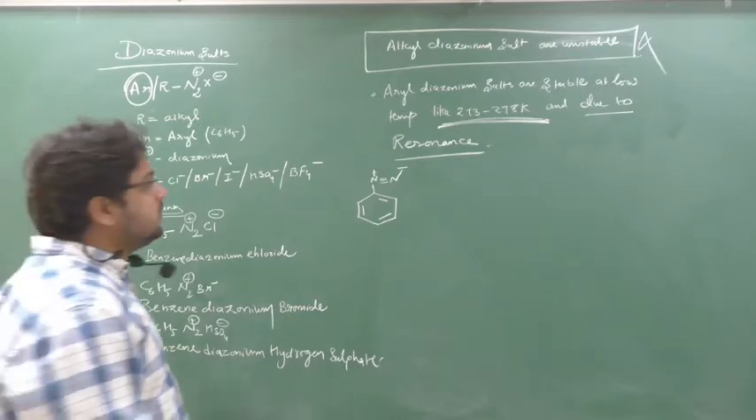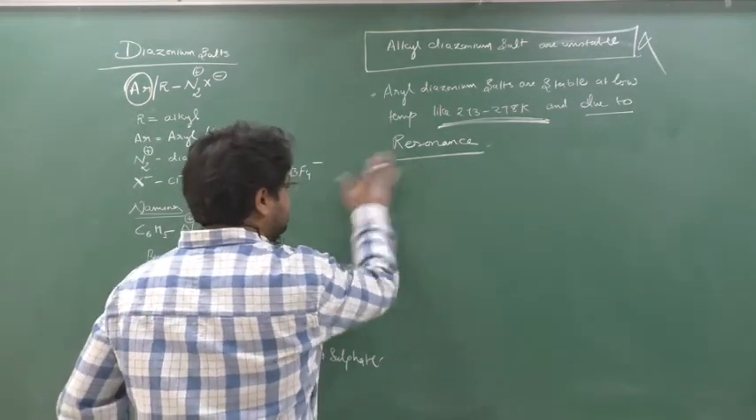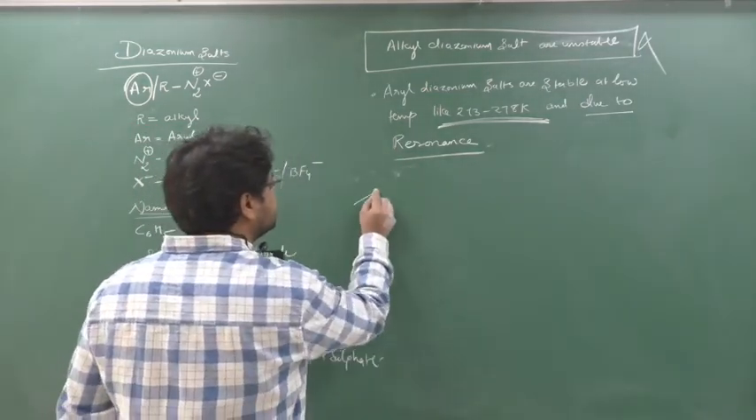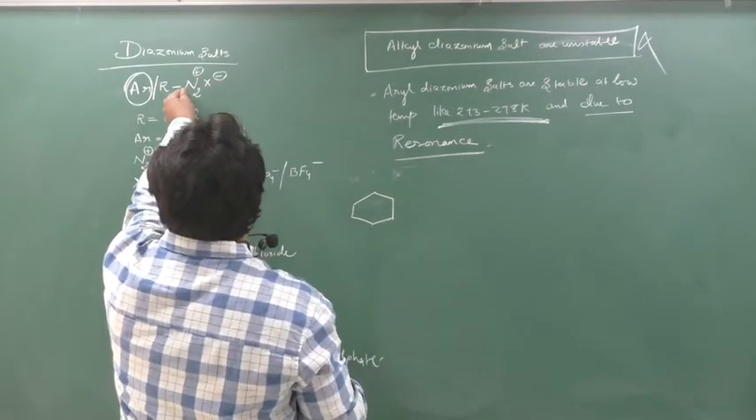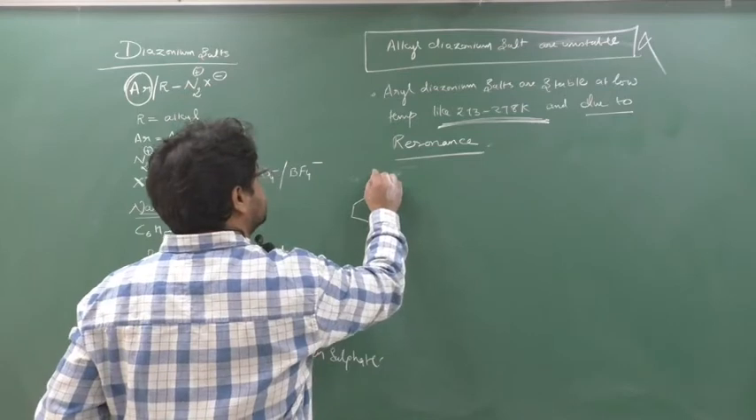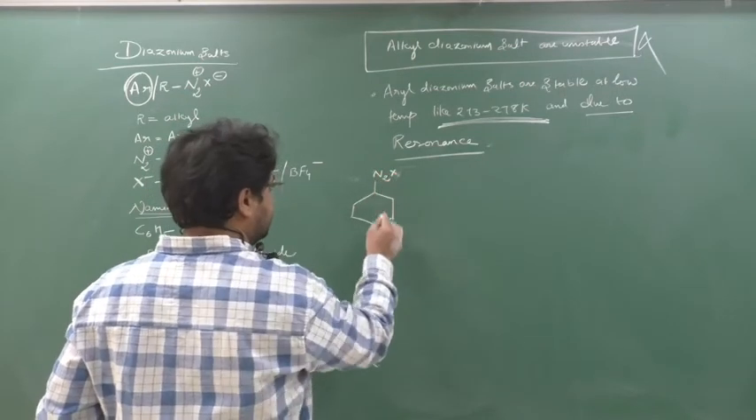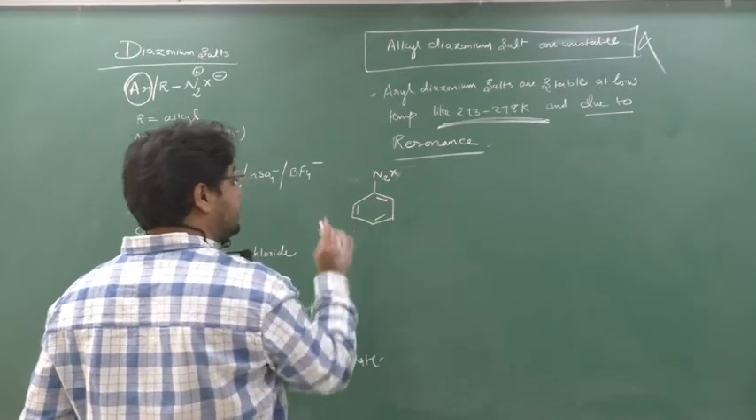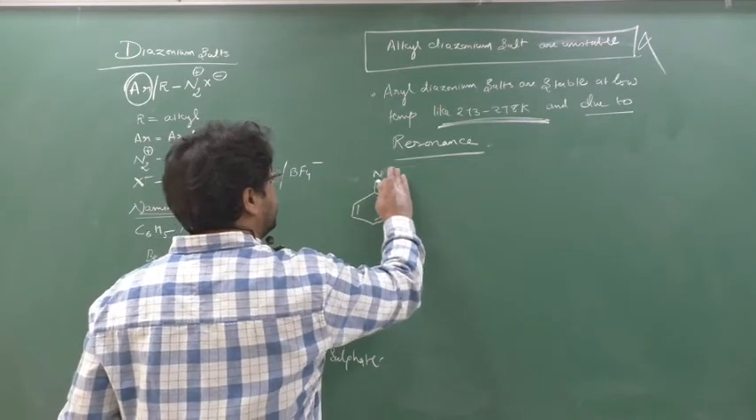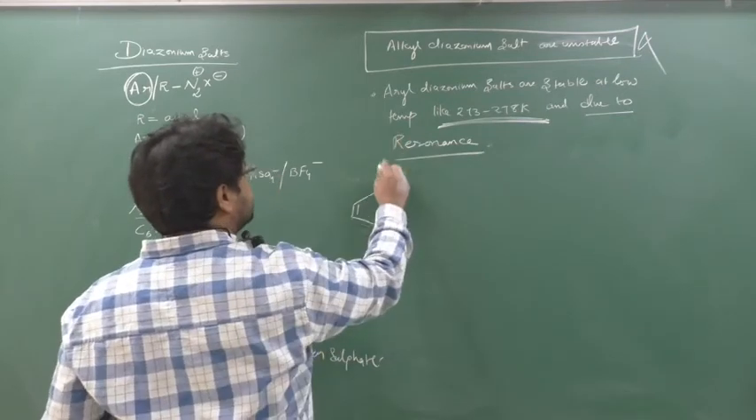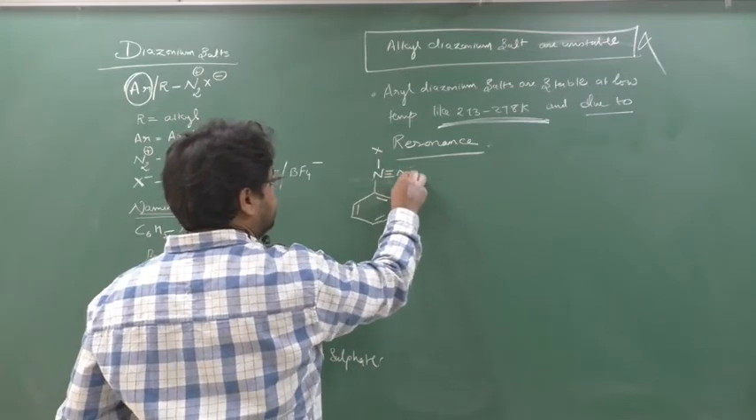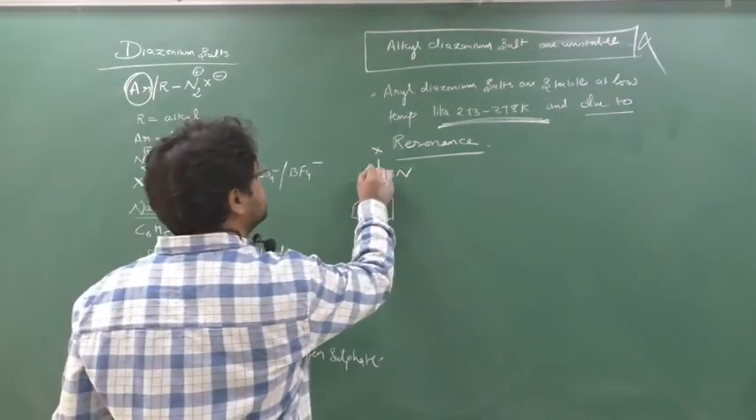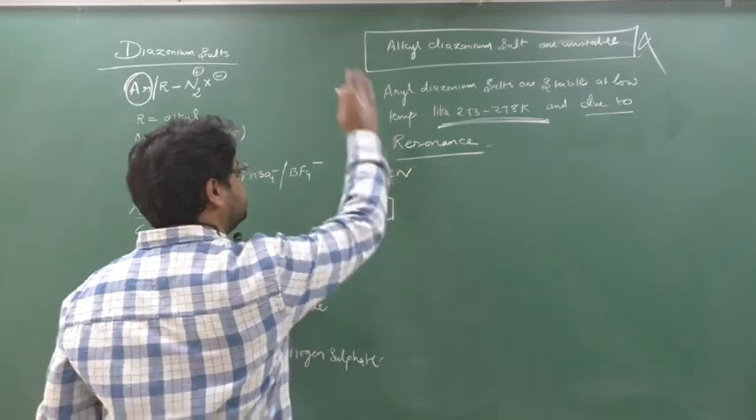See, this X minus is attached to this N plus, so this is ArN2X. Now we are going to study its structure. This N2X is made in this way: this is N, here is X, and here is the triple bond N. So a plus charge will come on this if X minus goes.